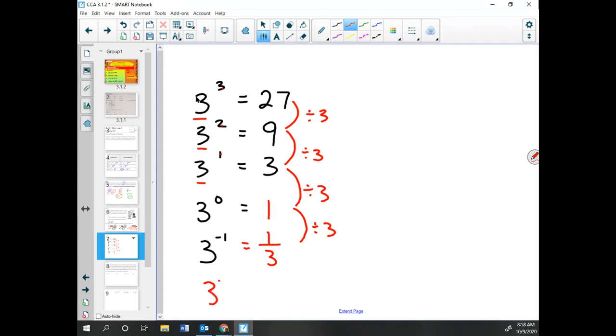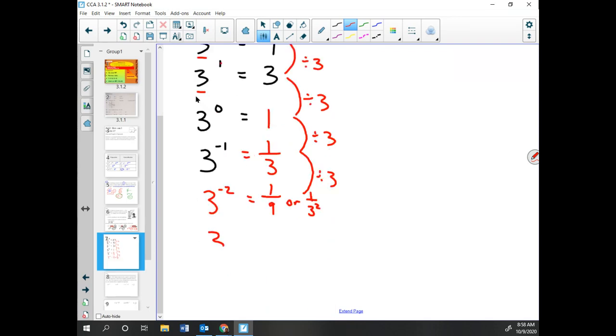And if I go again, 3 to the negative second power, well, then I divide by 3 again, and 1/3 cut into thirds becomes 1/9, or 1 over 3 squared. Do you see that? And if I did one last time, 3 to the negative 3, that would be 1/27th, or 1 over 3 to the third power. So there is another way of proving how this pattern is working.